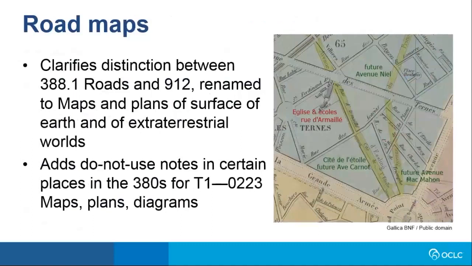and added some do-not-use notes in places in the 380s, such as roads, to show where these maps and plans should go in the 900s instead. The essence of this is that we are treating bicycle paths or pedestrian paths really the same as roads and putting them together, especially because some of these roads or pathways are the same and used by different vehicles or even just pedestrians.